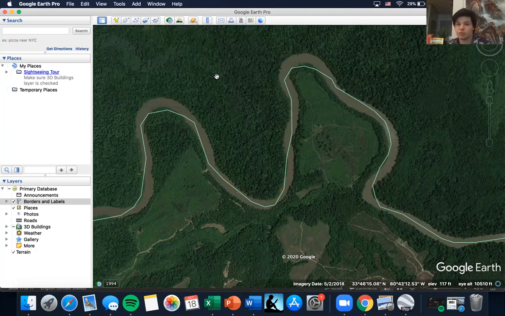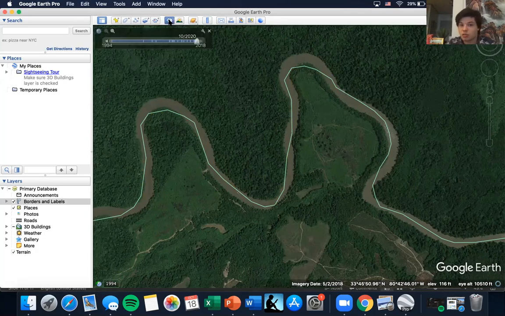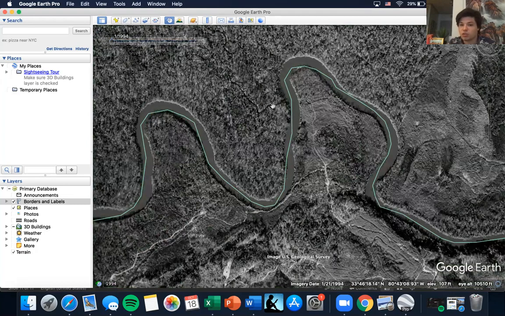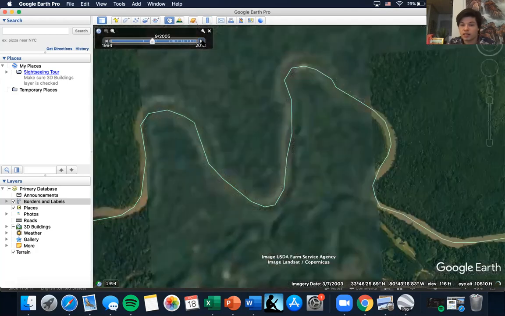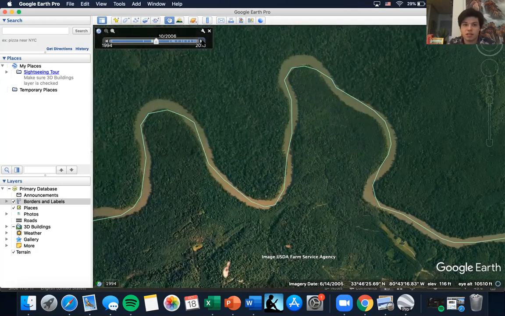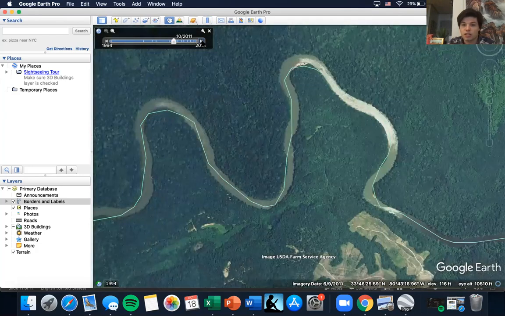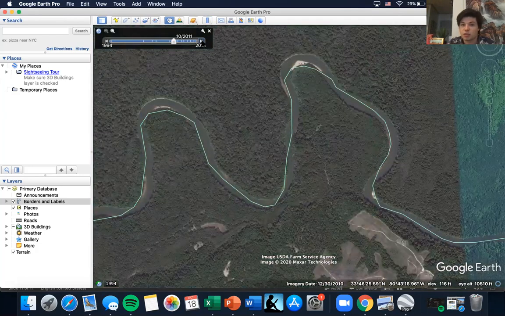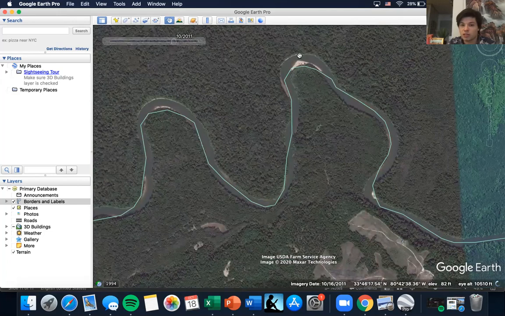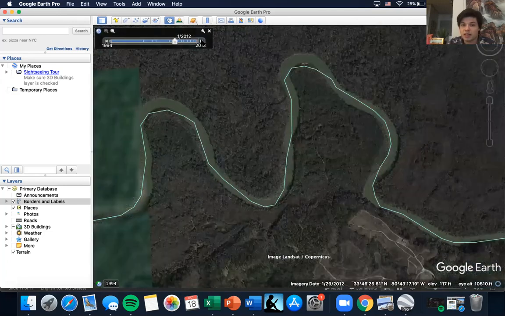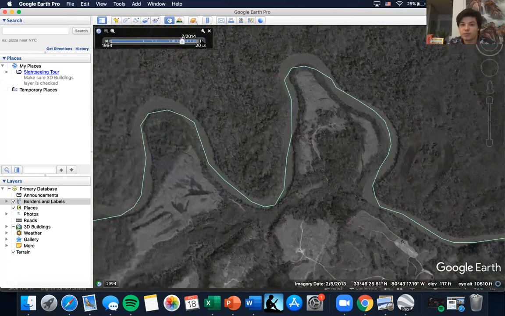And then the other tool we're going to be doing is looking at changes in the river over time. The way you do that is you come up here and you click this little clock. With this, you can drag it to the different images Google Earth has. If we scroll through these quickly, you can see how this river has changed over time. This isn't necessarily a section with big changes, but if you look up here, you can see this point bar, and then it goes away.